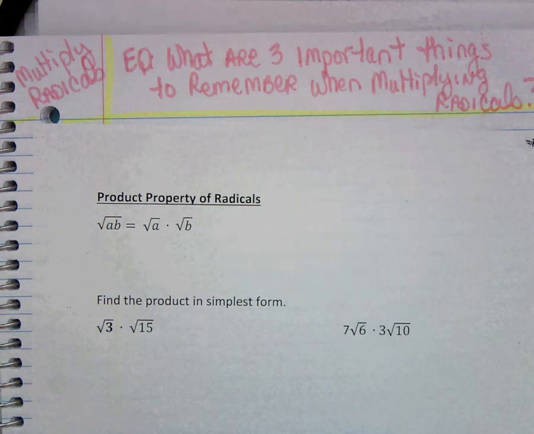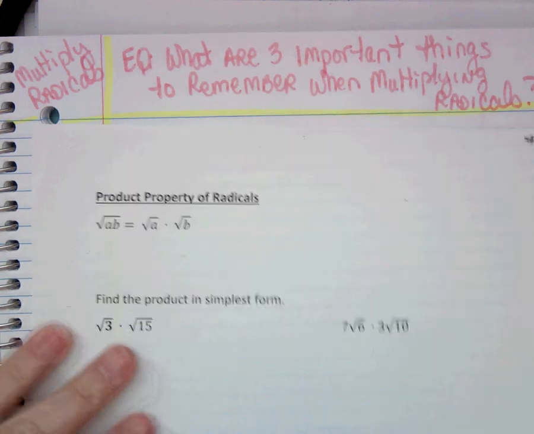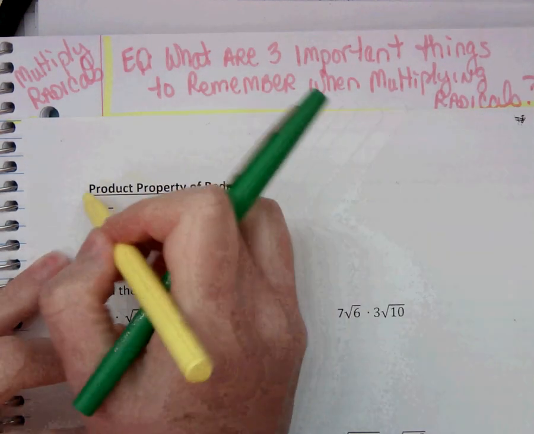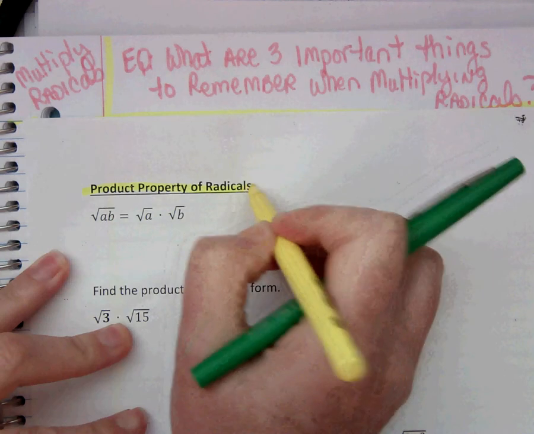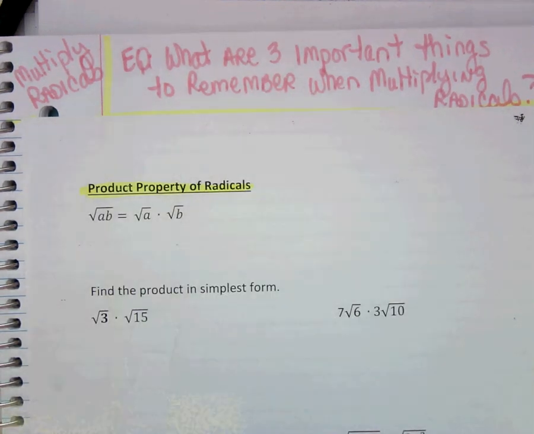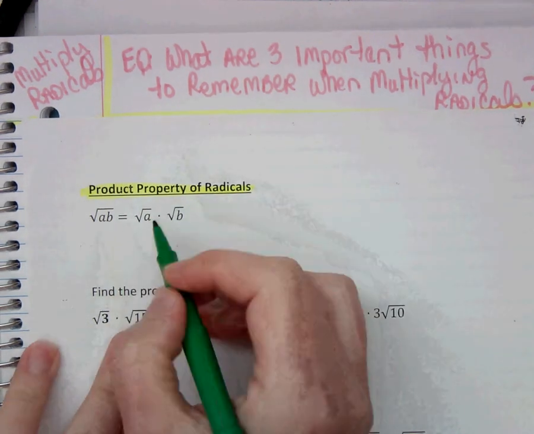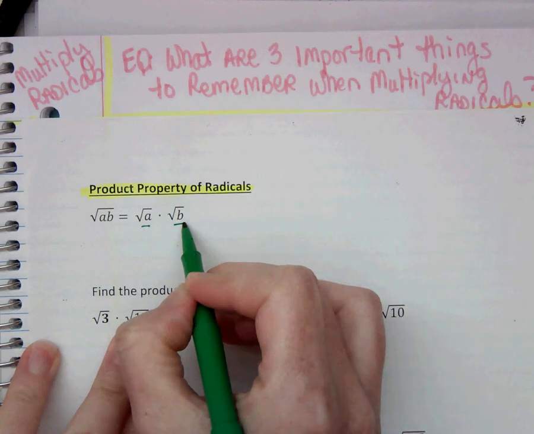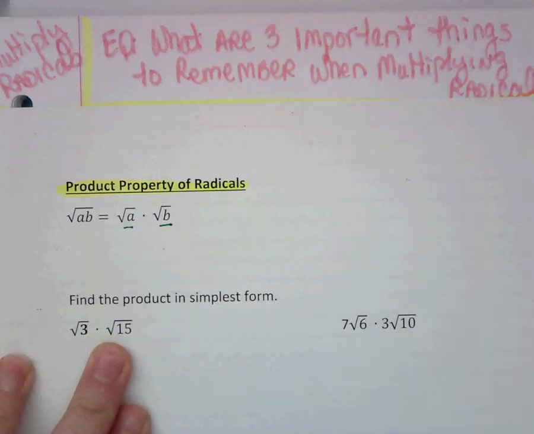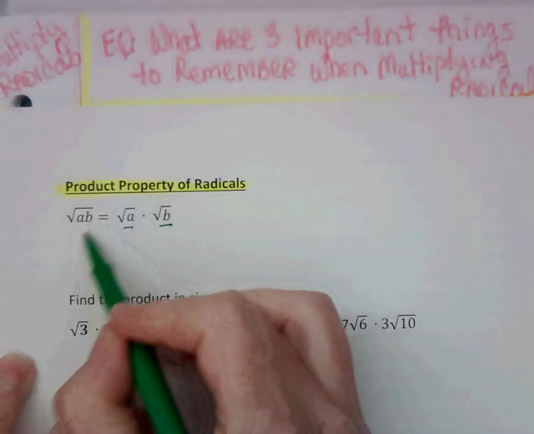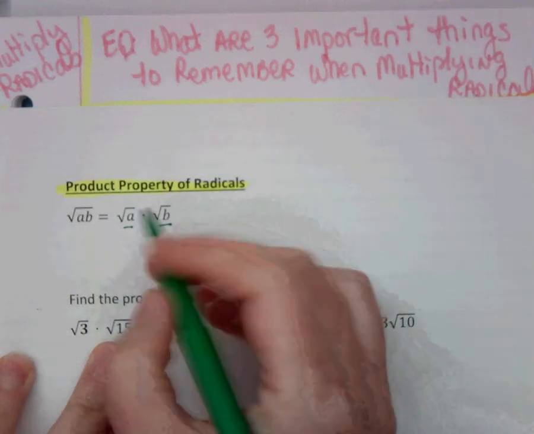Okay, so in this lesson, we're going to talk about the product property of radicals. And really, it's just important to understand why we can do what we do. So the product property is just saying that if we have two radicals, each with a different radicand, you can actually put them together underneath the same radical.